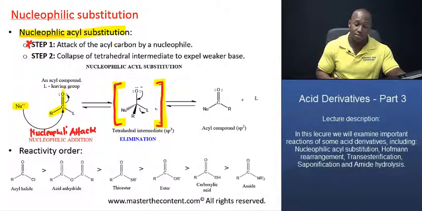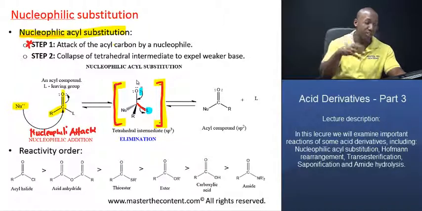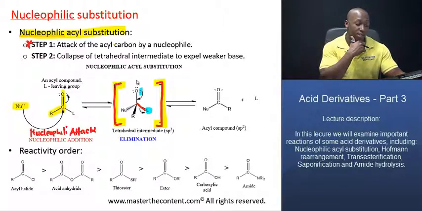Now remember, when this tetrahedral intermediate collapses, the carbonyl group is restored. A pair of electrons on that oxygen will come down to reform the double bond between the carbon and the oxygen. While that happens, simultaneously, this leaving group will exit with this pair of electrons. So the electrons used to form that bond will leave with the leaving group. That's pretty much nucleophilic acyl substitution in a nutshell.